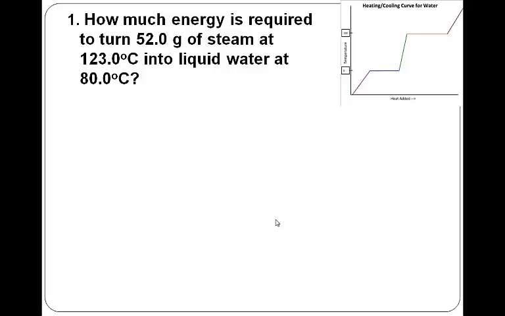I've sketched a diagram of our heating cooling curve up in the upper right hand corner here. We're going to label where we're starting and ending on that diagram. We're going to figure out how much energy, how much Q, is required to turn 52 grams of steam starting at 123 degrees Celsius, so that's up here above 100, to turn it into liquid water at 80 degrees. 80 degrees is about here, and here's our liquid water.